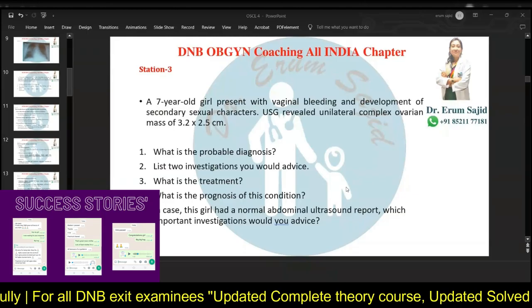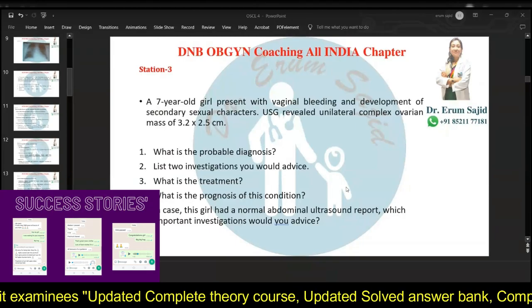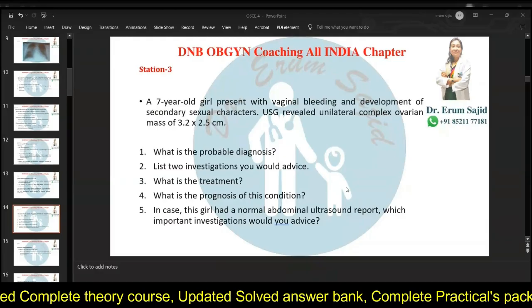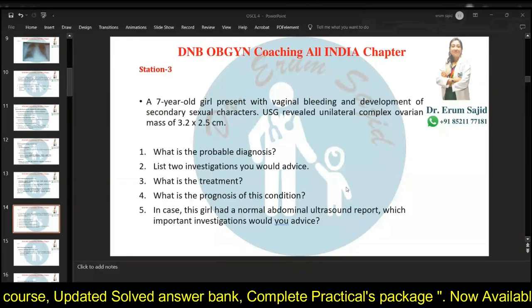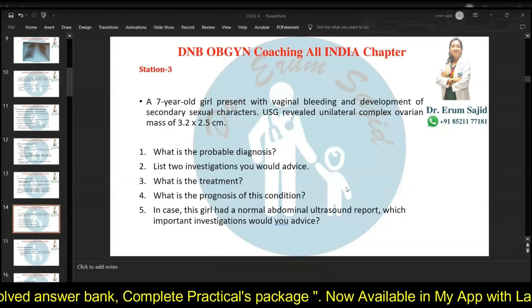A 7-year-old girl, vaginal bleeding, development of secondary sexual characteristics. Ultrasound reveals a complex ovarian mass. It has to be a granulosa cell tumor, because that is the one which secretes estrogen and is responsible for peripheral precocious puberty. Okay, list 2 investigations you would want to advise.